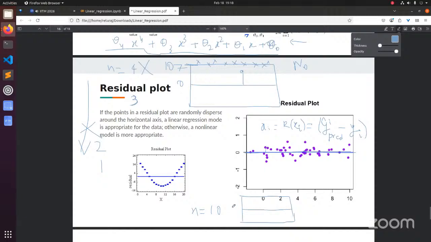So this is the x equal to 0 line. Let's change the color. I can't write it now. So n equal to 10, and in our residual plot, this is the x equal to 0, y equal to 0 line. All our residual points are here, very close to 0. Some are actually equal to 0.